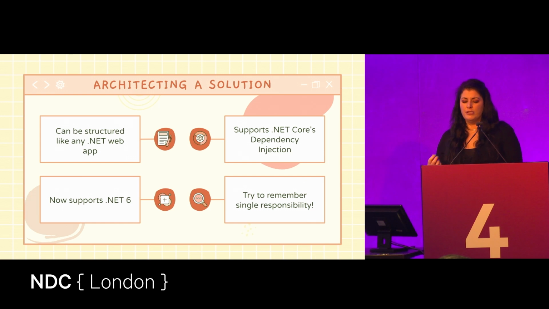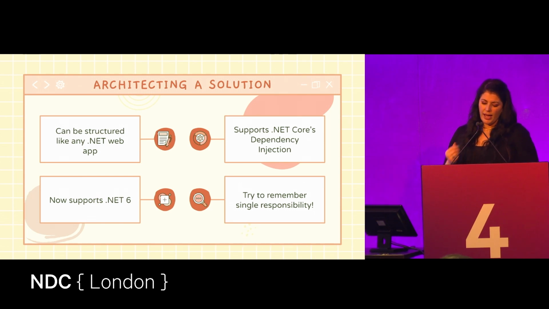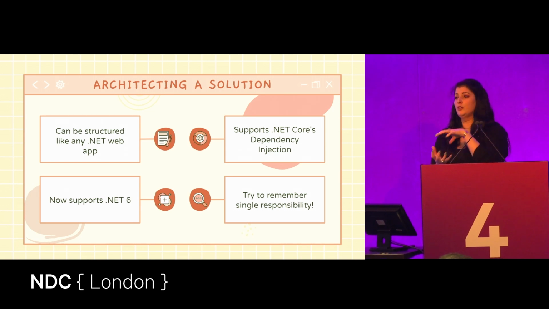It supports .NET Core's dependency injection, which is a nice workflow. I do get asked about why you would have dependency injection in functions because they're spooling up and shutting down. There is a lot of debate around that, but the time difference for creating these dependencies is quite small for the amount of decoupling and code management it gives you. It supports .NET 6, and just try to remember single responsibility, trying to get your functions to do small, simple units of work. I can't stress enough how key that is, that you do these small little units of work.